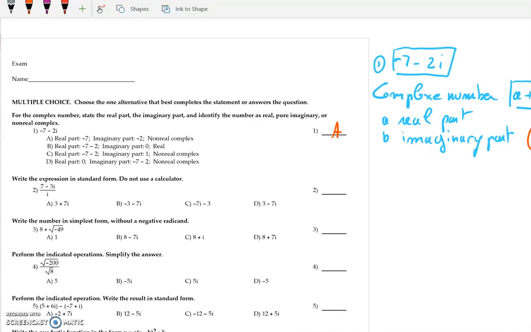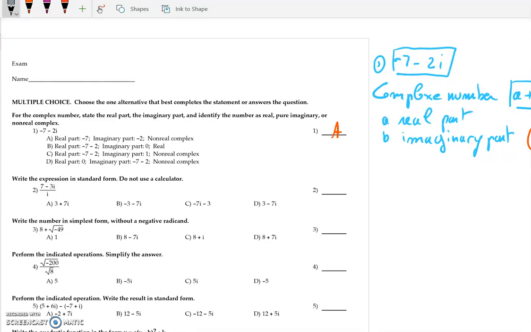Write the expression in the standard form. Do not use the calculator. So I'm going to go back to, let's see if I can change the shade. No, I think I'm good. So I'm going to go back to something maybe tinier. Yeah, much better.